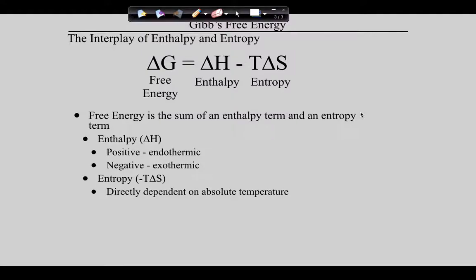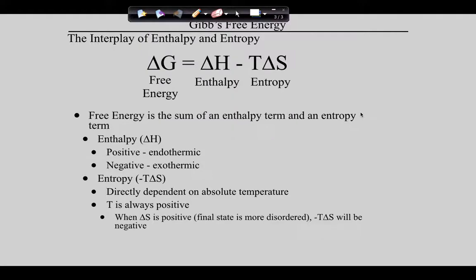So guys, the thought goes like this. If T is always positive, when delta S is positive, that means it's becoming more disordered, and negative T delta S will be negative. Does that make sense? And then similarly, if delta S is negative, which means disorder is going down, then negative T delta S will be positive because temperature is always positive, and that can be thought of as a negative 1. You guys okay? Because guys, we're about to play a game.